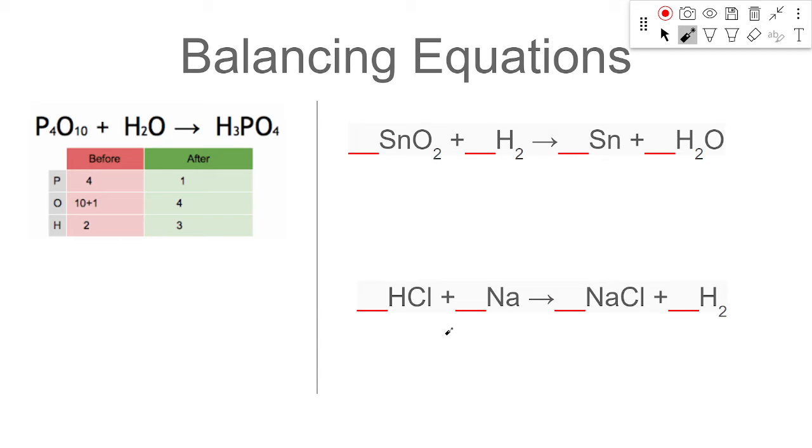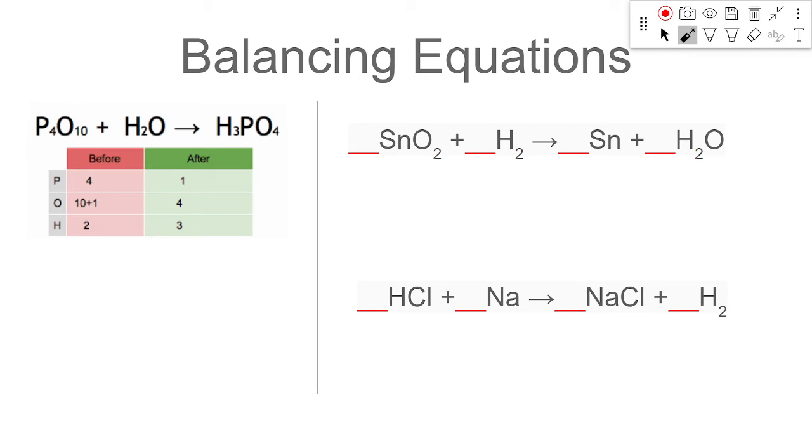Right here, I'd like to balance these equations. That's what we just did with propane and oxygen. And so let's see how we would do this. Right here is a chemical reaction. I've got P4O10 plus H2O yields H3PO4. Okay?